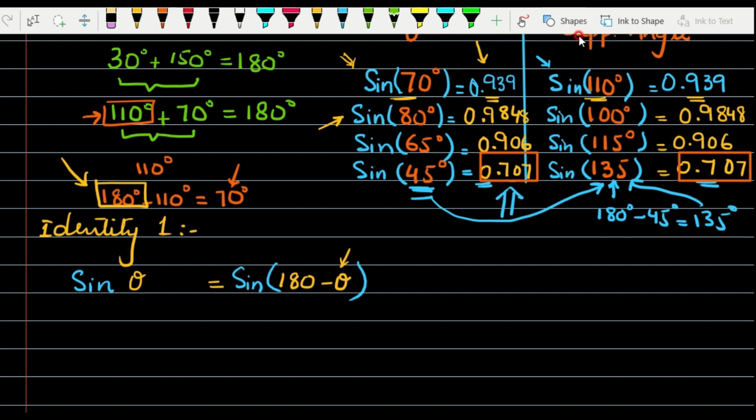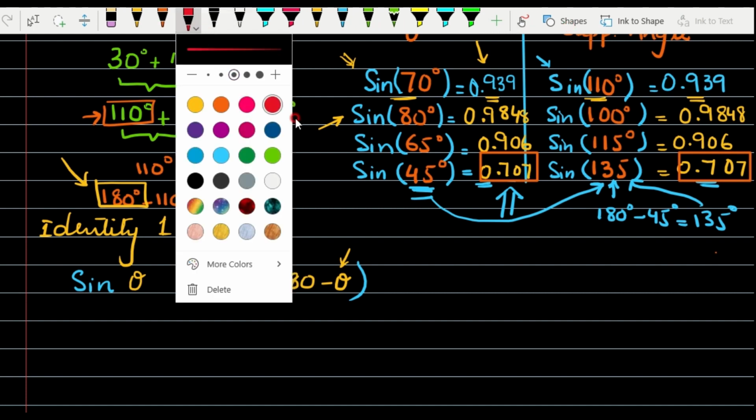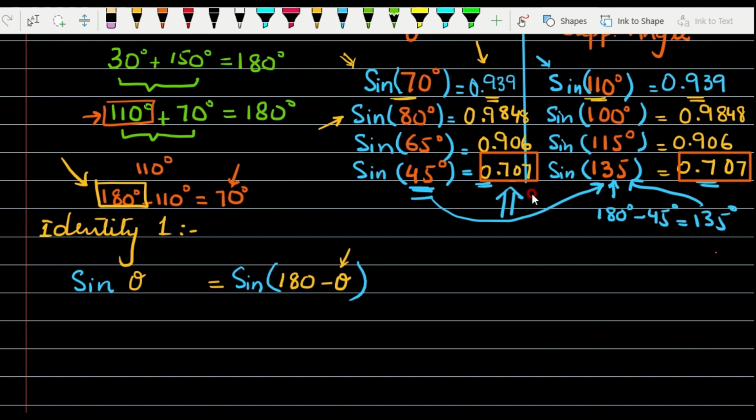So here we can say the first identity says that sine theta, whatever the theta is given, will be equal to the sine of that theta subtracted from 180 degrees, meaning the supplementary angle. Whatever the angle is given, its sine must be equal to the sine of its supplementary angle. For example, if we have theta of 20 degrees.